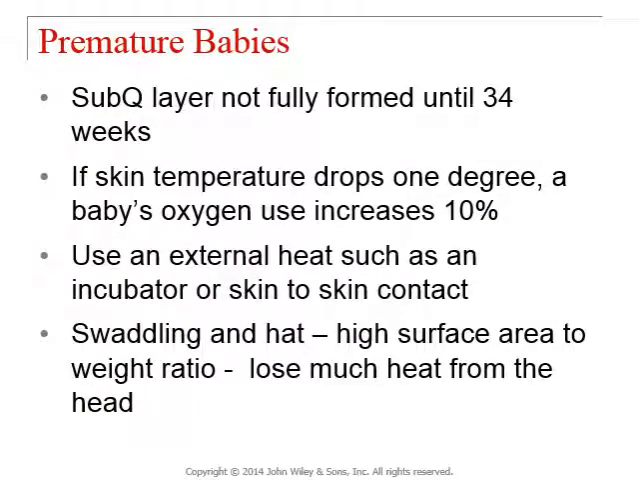So the subcutaneous layer is not fully formed until about 34 weeks, and that starts to grow after the first couple of months. If the skin temperature of the baby drops even 1 degree, then the baby's oxygen use can increase by 10%. So it puts them more in a pattern of stress, which is not something you want to do for a baby. So we use external heat, such as an incubator or skin-to-skin contact, and oftentimes we'll use swaddling and a hat to help circumvent the high surface area to weight ratio. Otherwise, we'll lose too much heat from the head.